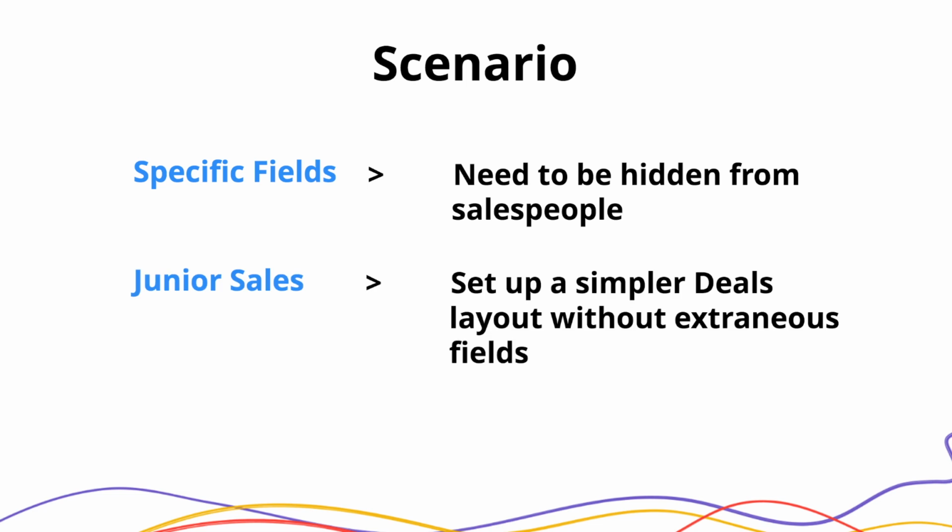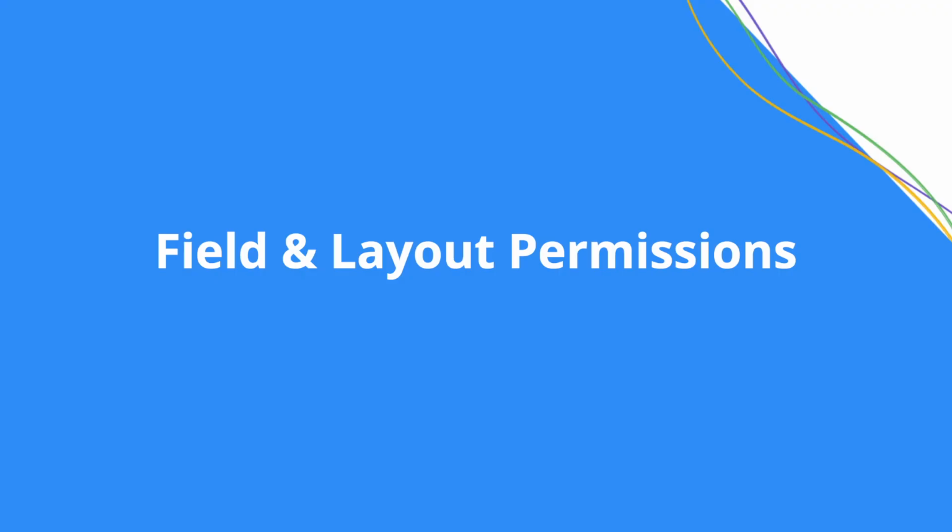He also wants to set up a deals layout for the junior sales team and make sure that that's the only layout they can use, one that doesn't have any extraneous fields that they don't need for their deals, since their deals are a little bit simpler as they're just beginning the deal process. And he doesn't want them to have too much information to input or have access to. So he wants to limit them to only be able to use a single layout that he's created. We're going to be able to accomplish this by using our field and layout permissions within the CRM.